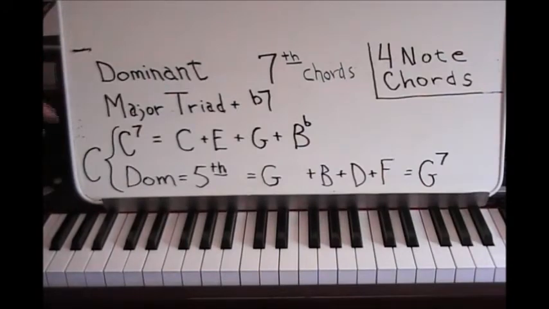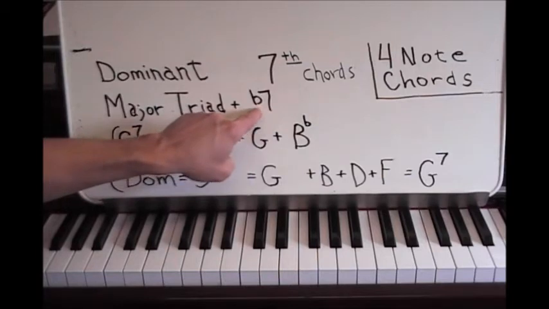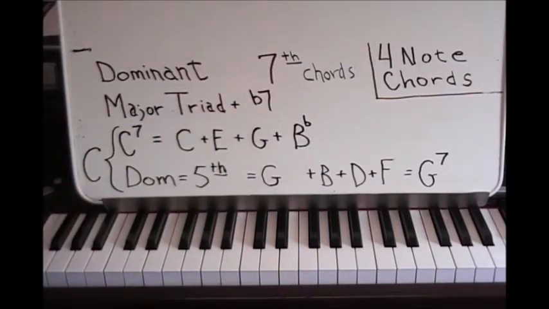Dominant seventh chords. Another 4-note chord, another seventh chord. The last one was a major seventh. The dominant seventh is easy to build once you know how to make a major 7 chord, because all you do is take the major triad and instead of adding the 7th note from the scale, you add the flatted 7th note from the scale.